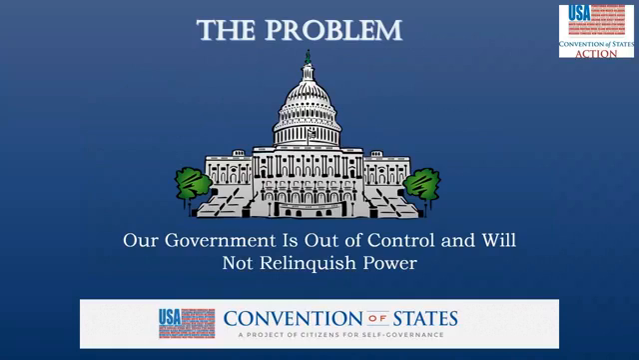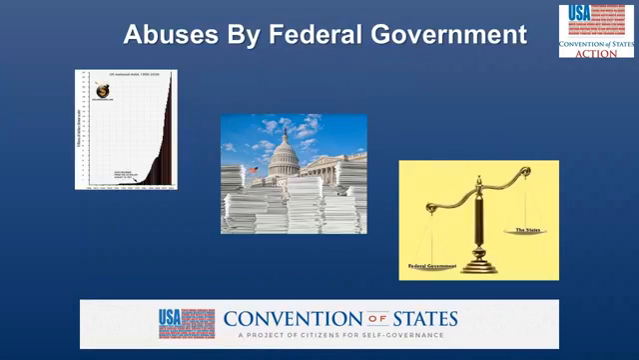Okay, as part of the problem, we see the problem broken down into three major abuses by the federal government. The first one, of course, is our debt issue. Again, we're not going to go into detail here, but you all know about our debt issue. We're over 21 trillion. Nothing's being done really to control that. We think that is something that needs to be obviously addressed.